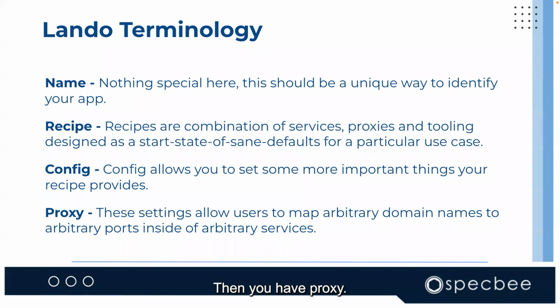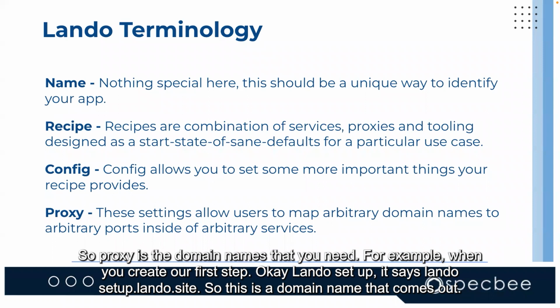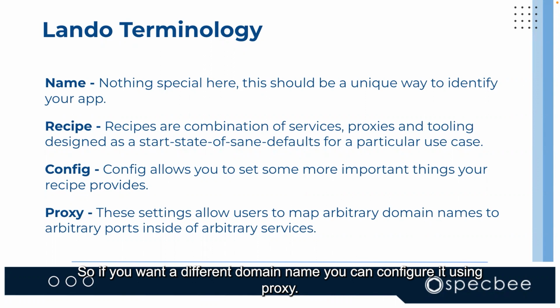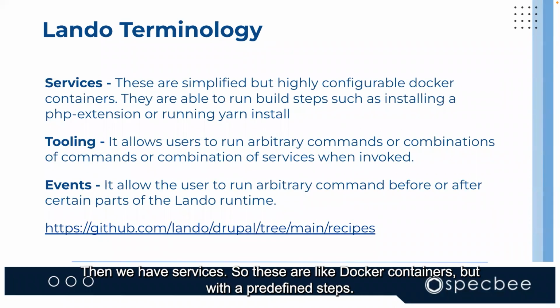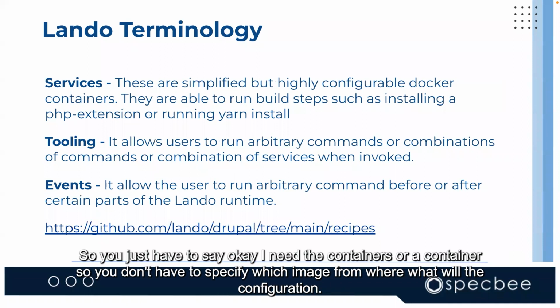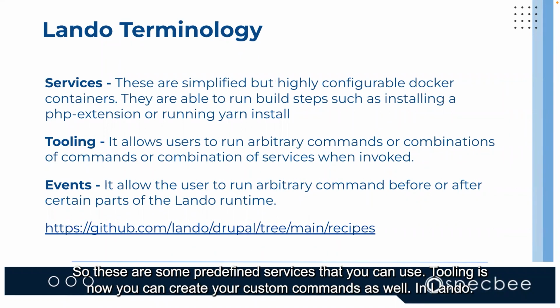Then you have proxy. Proxy is the domain names that you need. For example, when we create our first app with Lando setup, it says setup.lando.site. This is a domain name that comes out. If you want a different domain name, you can configure it using proxy. Then we have services. These are like Docker containers, but with predefined steps. You just have to say, okay, I need a Solr container, and you don't have to specify which image, from where, or what the configuration will be. These are predefined services that you can use.